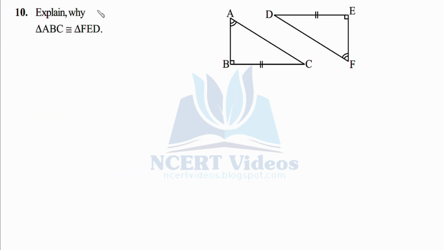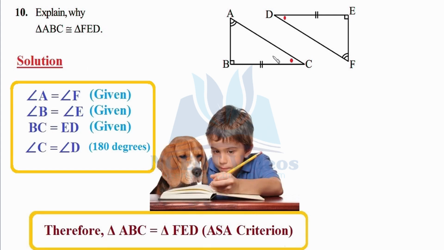Question 10th. Explain why triangle ABC is congruent to triangle FED. This is your triangle ABC and we have to explain why it is congruent to triangle FED. In this question, we have to prove or explain by giving reasons that triangle ABC is congruent to triangle FED. So let's give the reasons for the same. First of all, whatever is given to you. Given means whenever the information is provided to you in the figure itself, that is by the question itself. For that we write given.